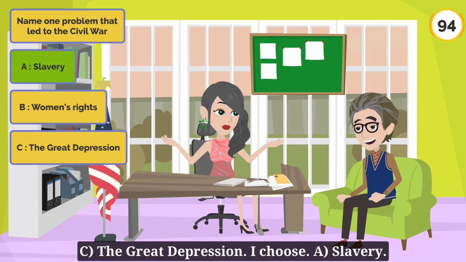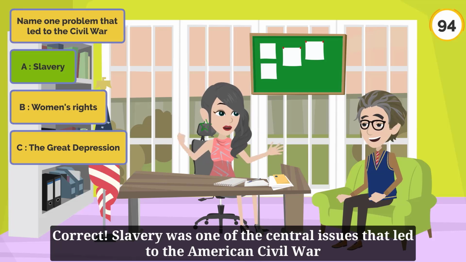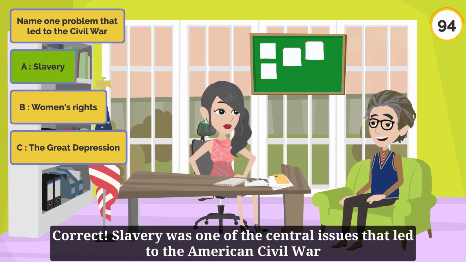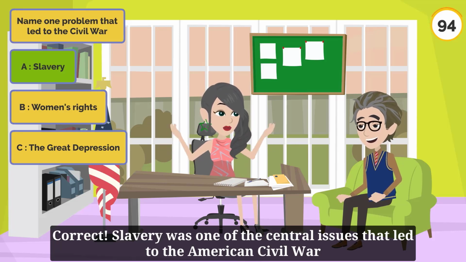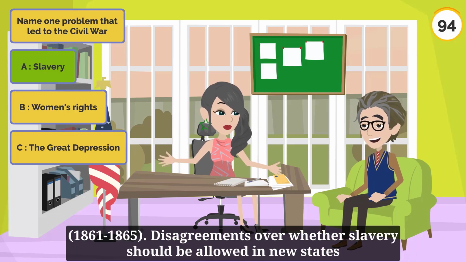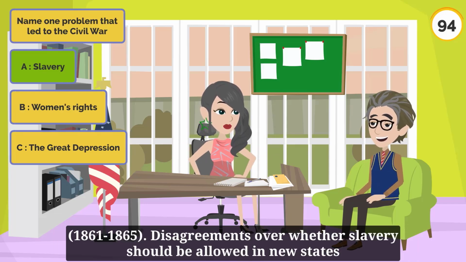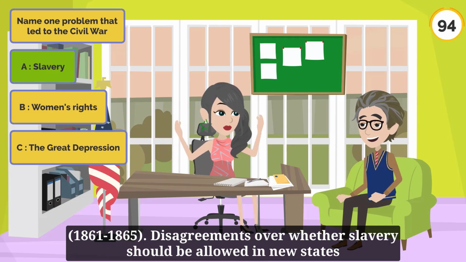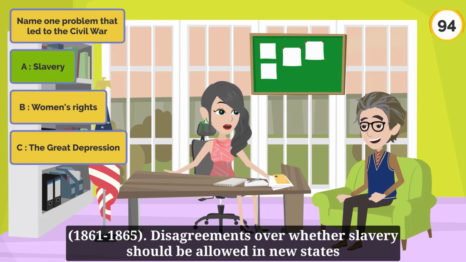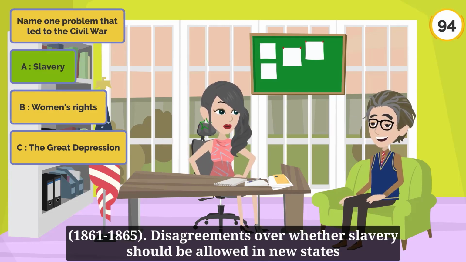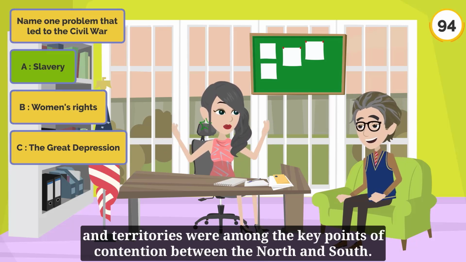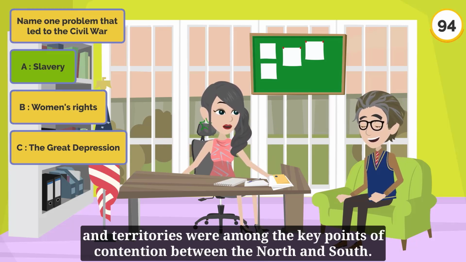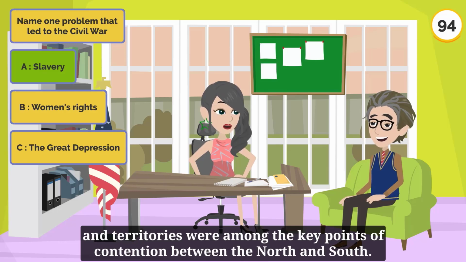Slavery. Correct. Slavery was one of the central issues that led to the American Civil War, 1861 to 1865. Disagreements over whether slavery should be allowed in new states and territories were among the key points of contention between the North and South.